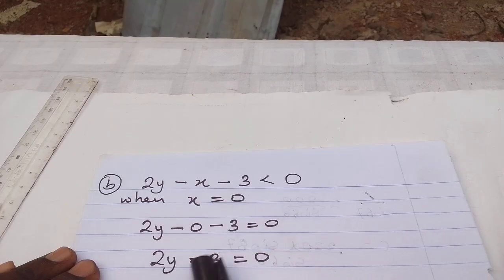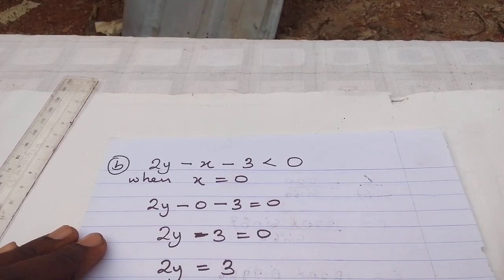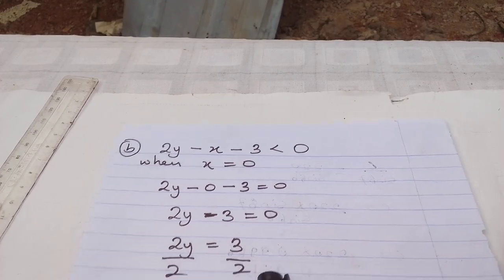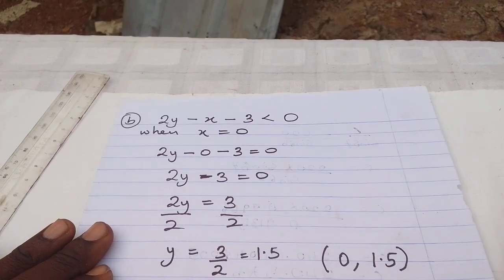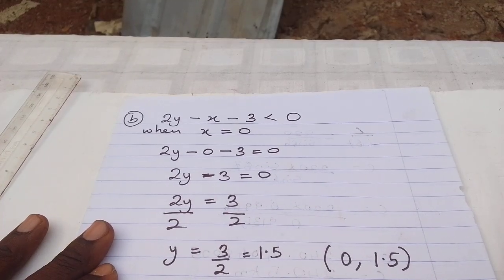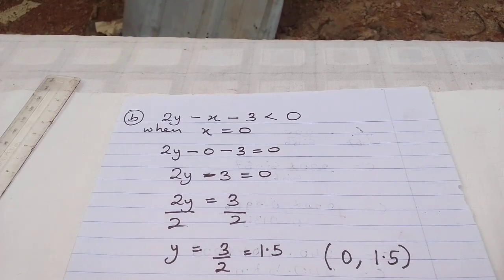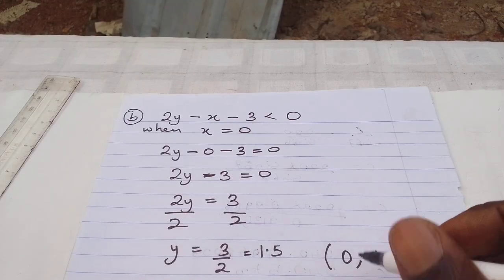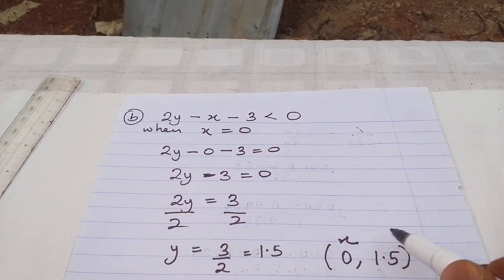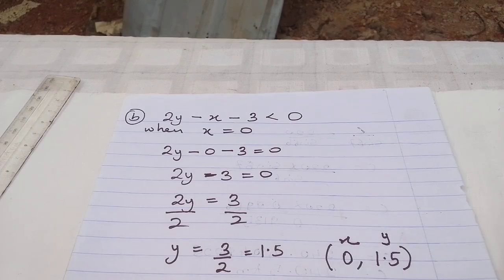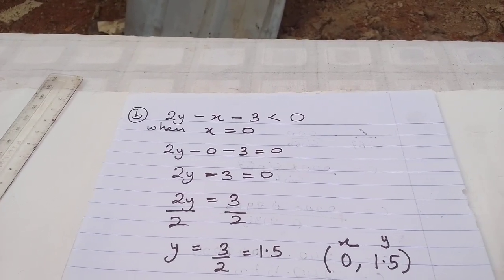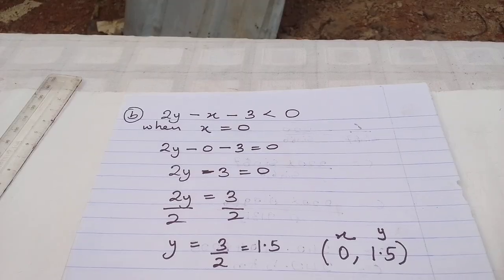So bring this minus 3 to this side, it now turns to plus 3. 2y is equal to 3. So to get y, you are going to divide both sides by 2. The value for y will now give you 3 over 2 or 1.5. So that means when x is 0, y is 1.5. Remember, you write the value of x first before you write the value for y. When x is 0, y is 1.5.